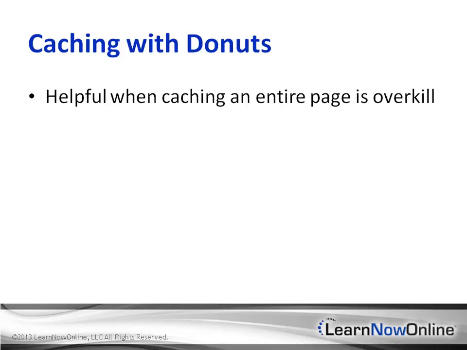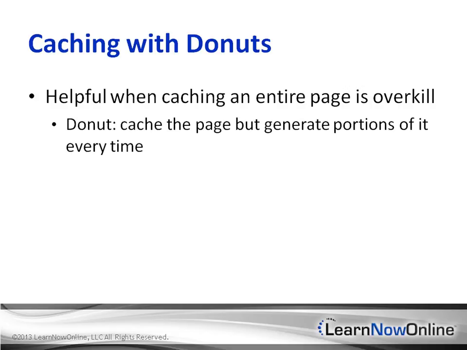Caching with donuts is helpful when caching an entire page is overkill. And you have two basic options with this way of thinking about caching pages. The first is donut caching. So in this case, you cache the page, but generate portions of it every time, the holes.